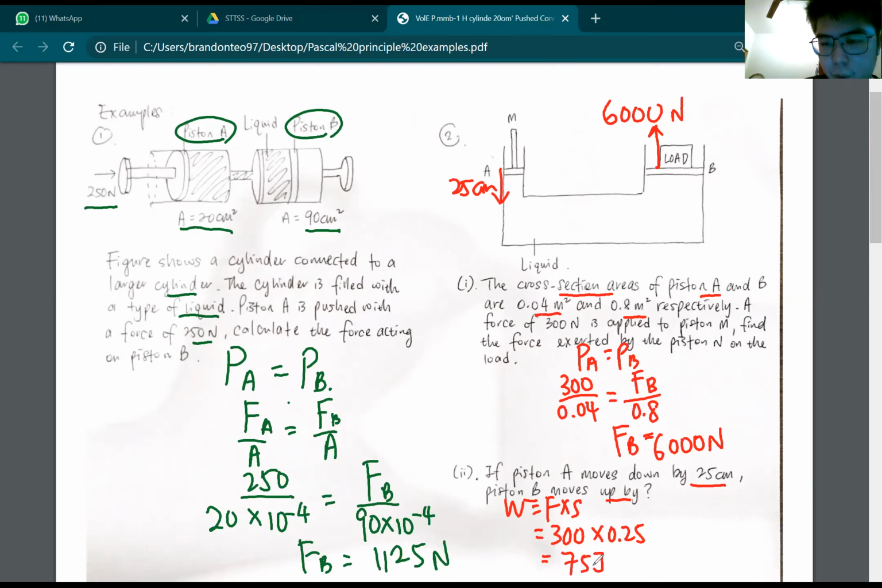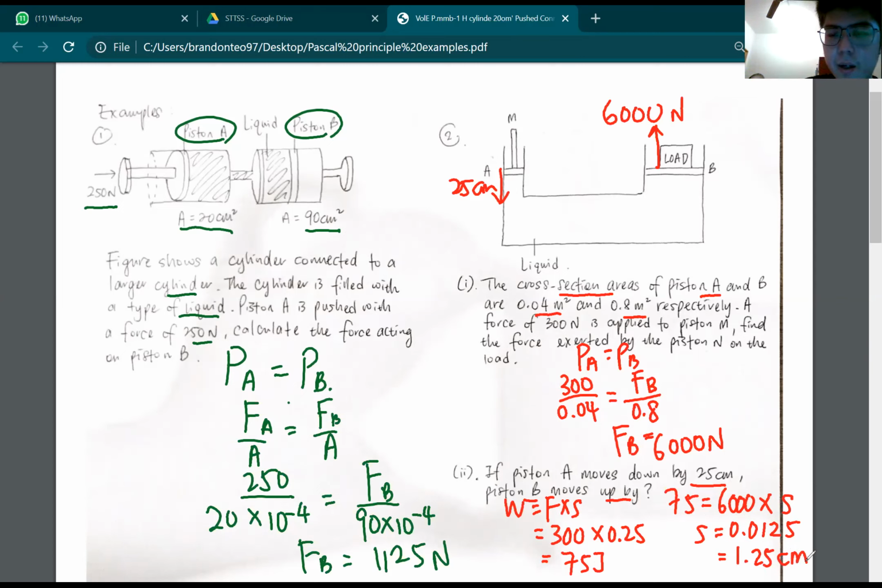Okay, now the work done at the first piston is equal to the work done at the second piston, simply because the liquid is incompressible. So W, 75, equals F times S. Here the F is now 6,000 times the distance. So S equals 0.0125 m. So it's 1.25 cm.